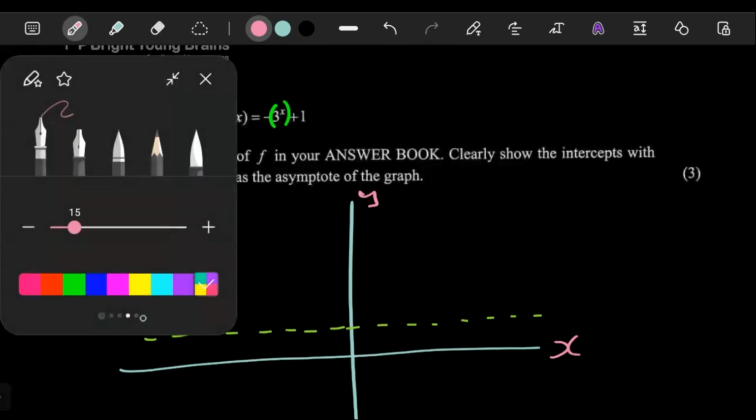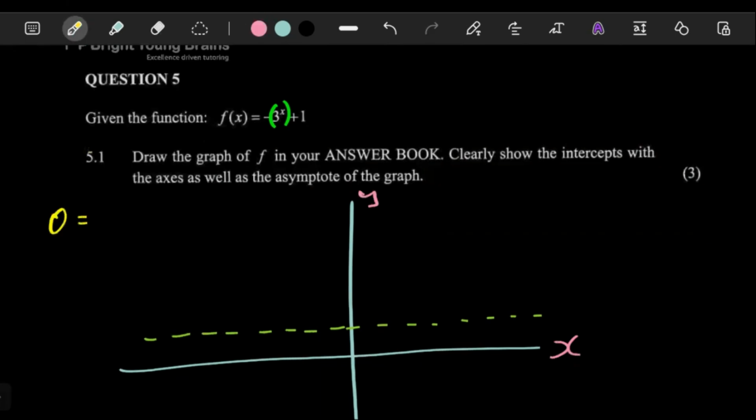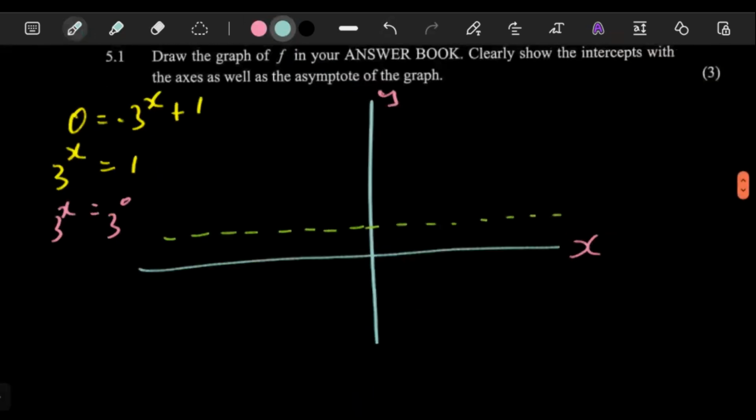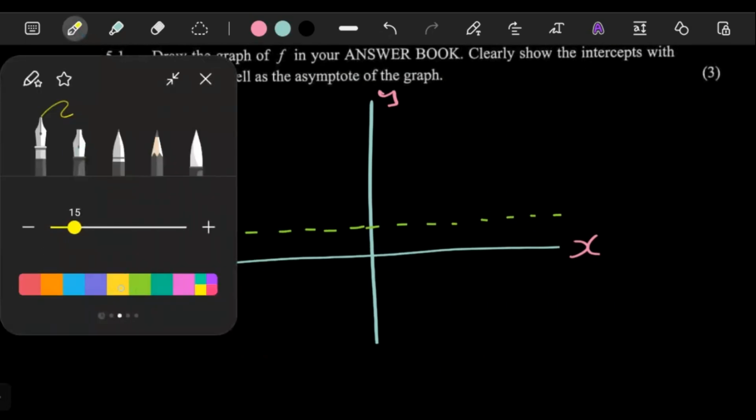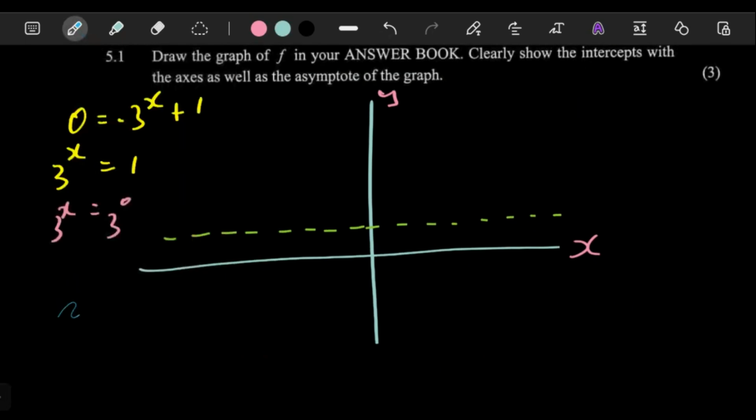Your x-intercept, you make y as 0, right? So you'd have said 0 is equal to -3 to the power of x plus 1. The -3x would have gone over, and then this is what you have. And then your bases are the same, so it's like 3 to the power of x, 3 to the power of 0. And then here you can say therefore x is equal to 0. So yeah, your x value is equal to 0.